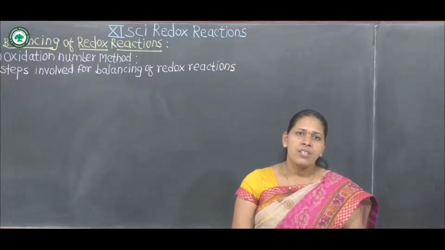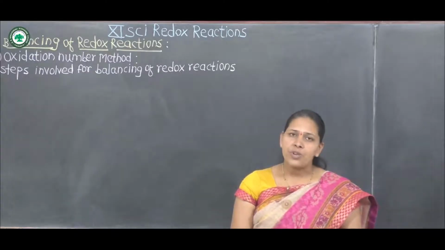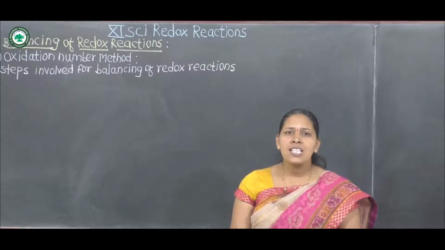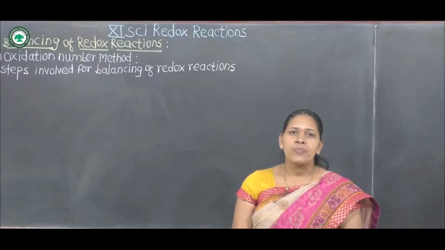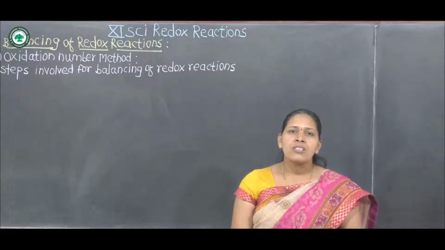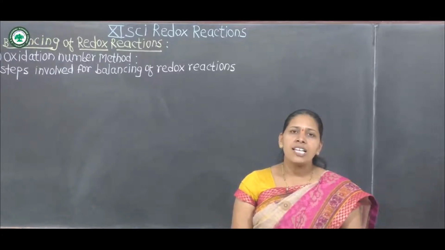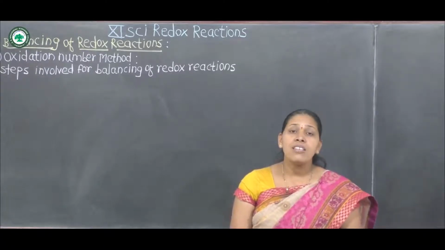Suppose in the reactant side one oxygen is less as compared to the product side, then add one water molecule to the reactant side. Similarly, if two oxygens are less in the reactant side than the product side, then add two water molecules to the reactant side. In this way, we can add the number of water molecules that are lacking on either side of the equation, reactant or product side.